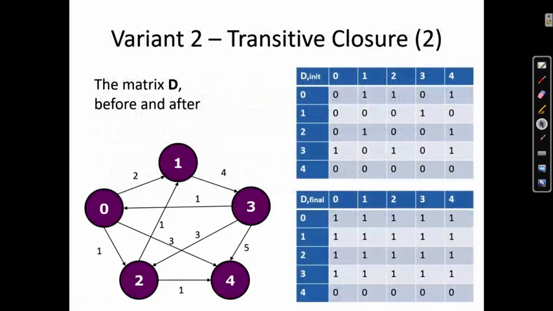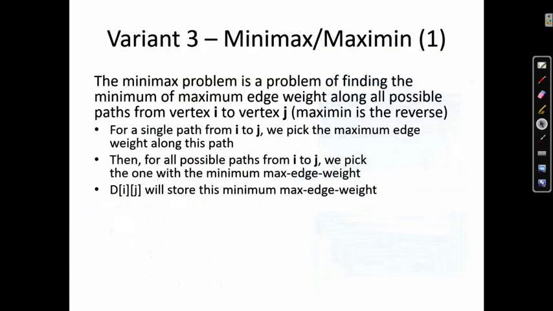So this is the second variant, solving the transitive closure problem. Third variant: solving the minimax problem or the maximin problem. What's the minimax problem? It's the problem of finding the minimum of maximum edge weights along all possible paths from vertex i to vertex j. Maximin is basically the reverse: finding the maximum of minimum edge weights along all possible paths from i to j.